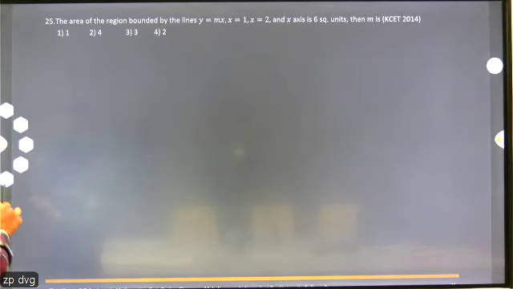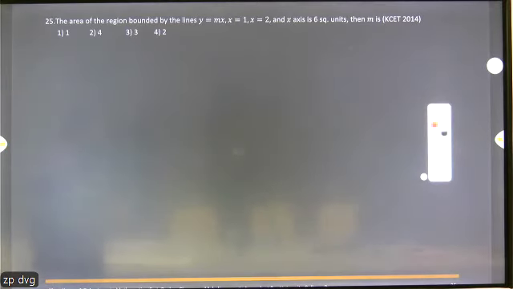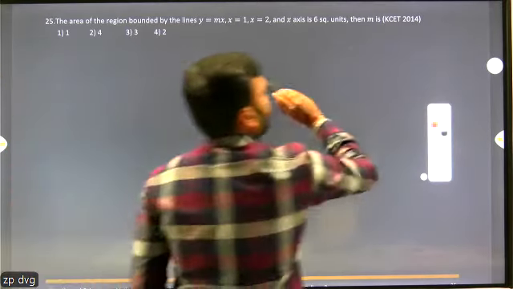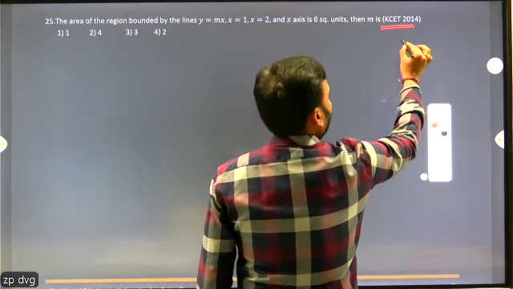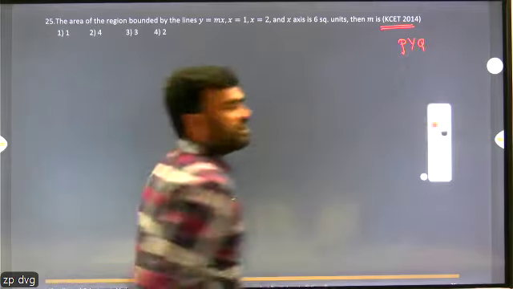Okay, this is very simple. This is also what I am doing fast. y is equal to mx, x is equal to 1, x is equal to 2, the area is 6 square units. Find the value of m. Previous year question, 2014 they are asking.